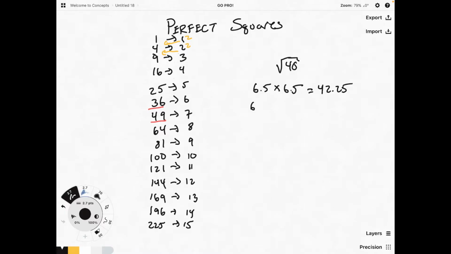We can try 6.3 times 6.3, and that answer is going to give us 39.69. And that actually rounds up to 40. So you know you are very close.